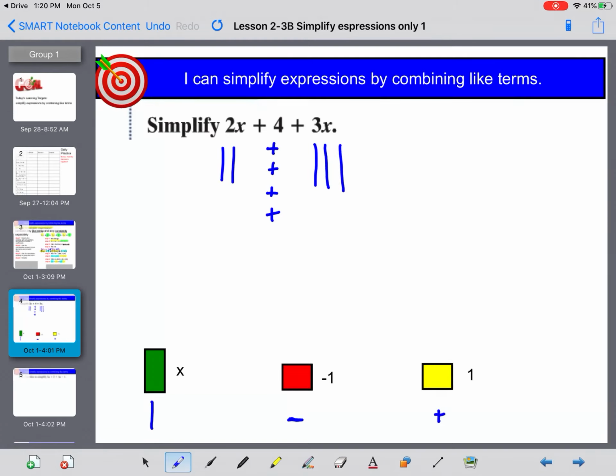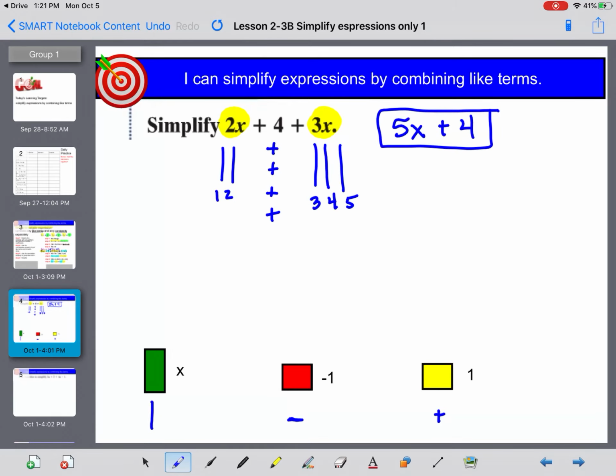And so if I simplify this by combining my like terms, which in this case are 2x and 3x, I can see that I actually have 5 x's, 1, 2, 3, 4, 5 x tiles, and 4 unit tiles. So you see, I cannot combine that and call it 9x. I don't have 9x. I have 5 x tiles and 4 unit tiles. 5x plus 4 is as simplified as I can get.